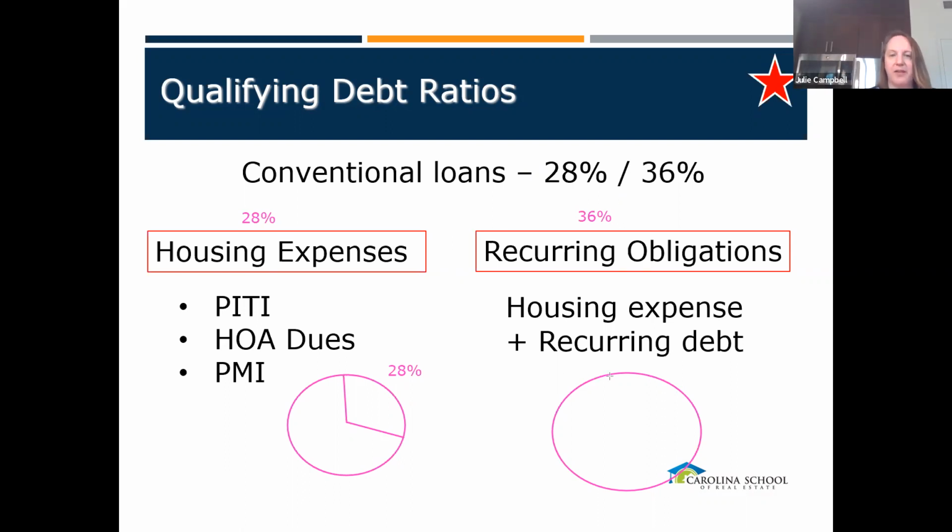So they look at your housing expenses, and then they look at all your recurring debt. And then again, they look at pie. And they say, of your total monthly income, they will allow for 36% for housing expenses and recurring debt. In order to qualify for a loan, the borrower has to qualify under both, which means their housing expenses have to be less than 28% of their income. Their reoccurring obligations have to be less than 36% of your monthly income.